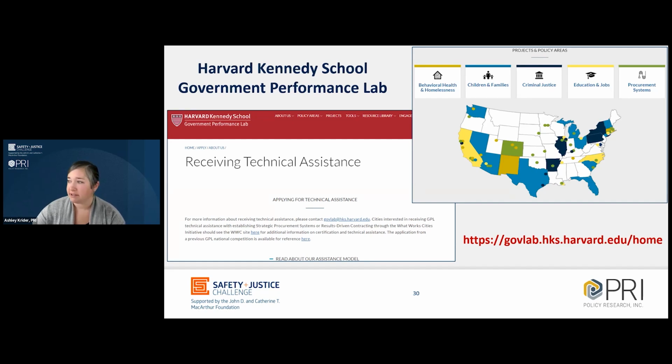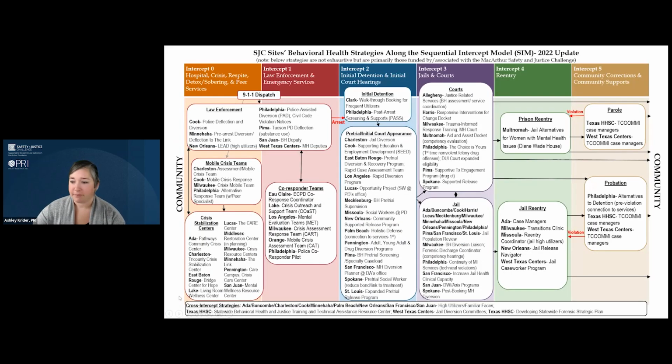And you can see the several different topic areas in your upper right corner there, as well as where they've been active around the country. So feel free to reach out to Katya if I can volunteer you for more specific information given your experience, but also directly via the website, and they have a lot more resources on there.